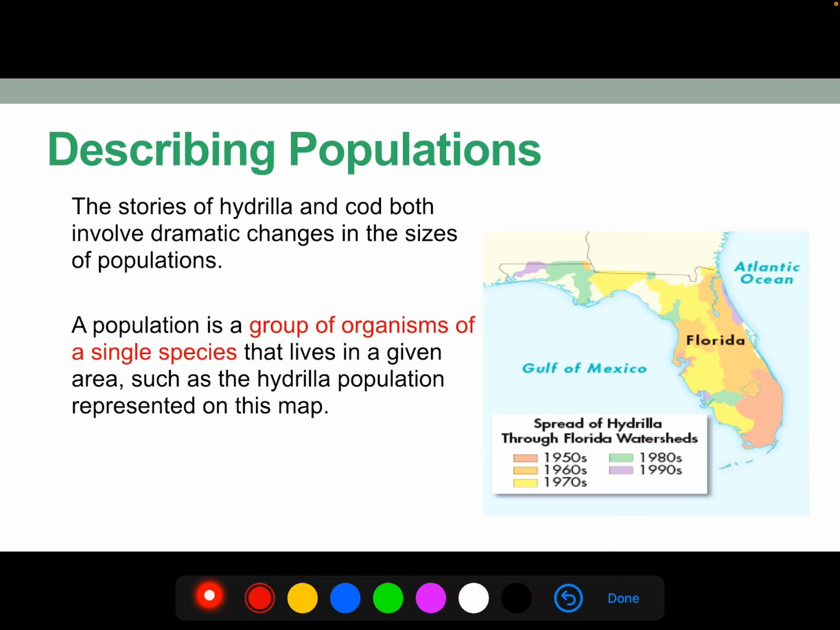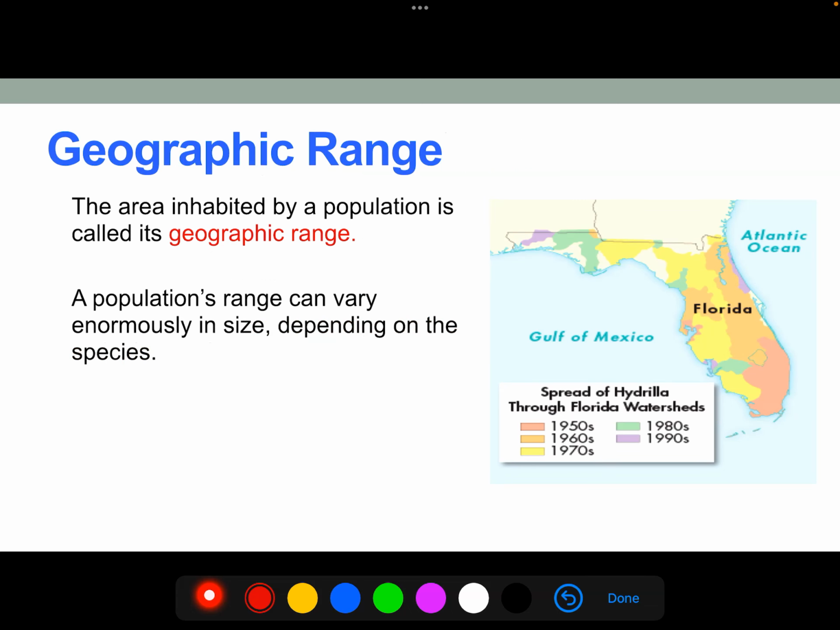A population is a group of organisms of a single species that lives in a given area. We already defined that, but if you want to define it again, there you go. That's what we're studying, population ecology. You can see right here, 1950s, introduced species, and then it's just migrating its way up. And the area inhabited by a population is called geographic range.